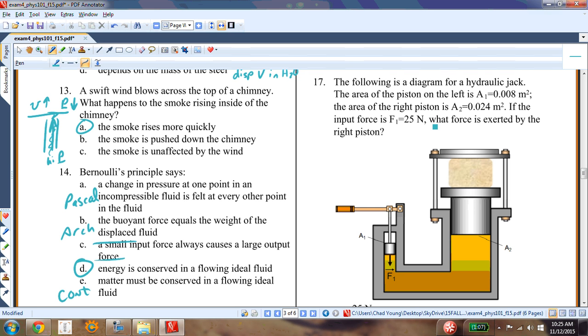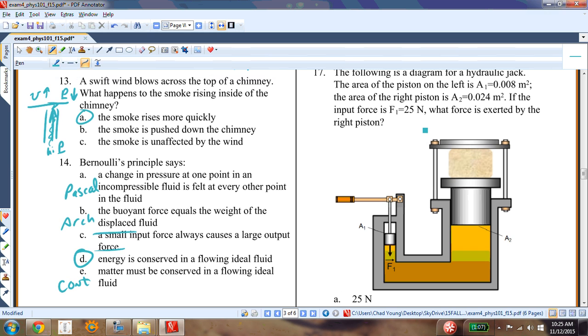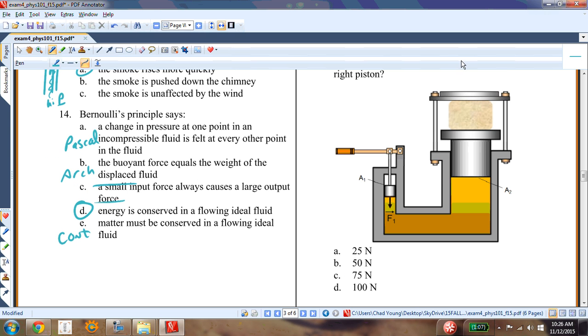17 is a hydraulic jack. Actually, this is a device that's used to crush rocks and stuff. I have an input force, 25 newtons on the left, an input area of 0.008, and an output area of 0.024, and I want to know what is the force exerted by the right piston. Look, I don't have to write anything. My area goes from 0.008 to 0.024. It is increased by a factor of 3. That means I'm going to get a bigger force by a factor of 3. So I can tell you right off that the answer would be 75 newtons.